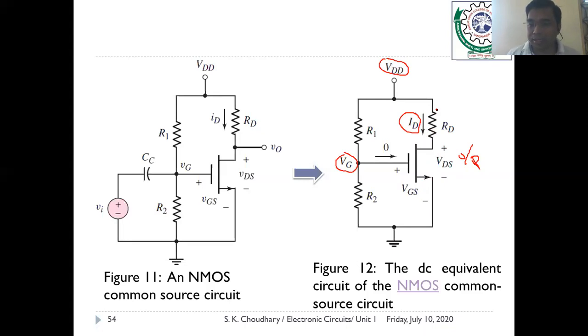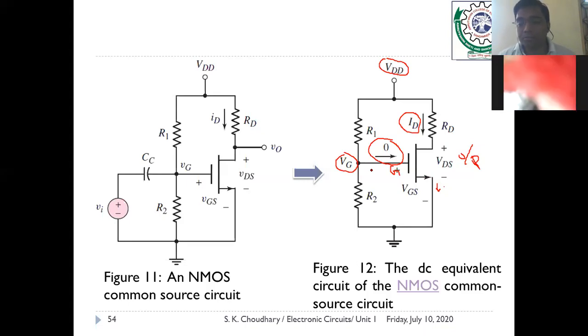So in a MOSFET-based circuit, only one current flows, that is ID. There is no other current. Sometimes in circuits, by convention, we show a current IS flowing through the source terminal, but it is actually the same value: ID is equal to IS. So there is only one current. The third is the gate terminal. Through the gate terminal no current is allowed to flow, so IG is always zero in a MOSFET-based circuit.